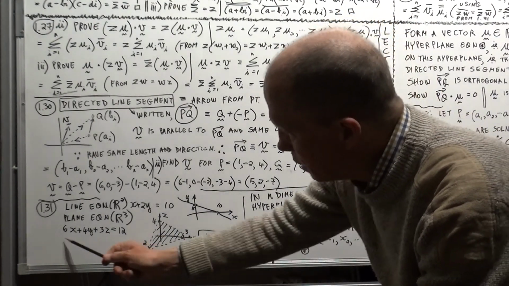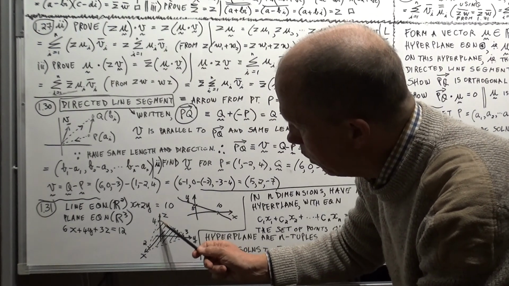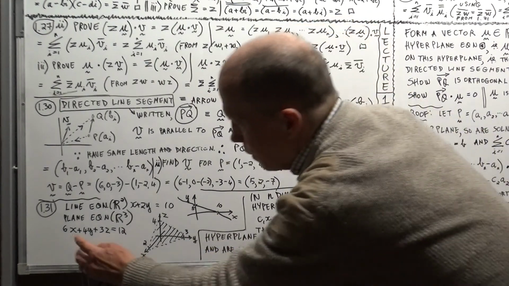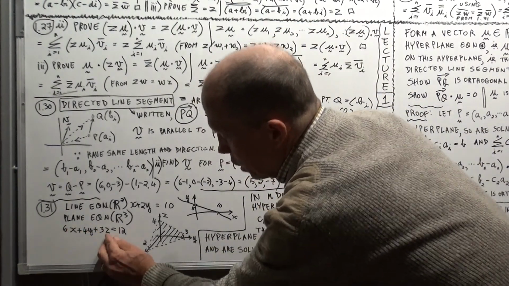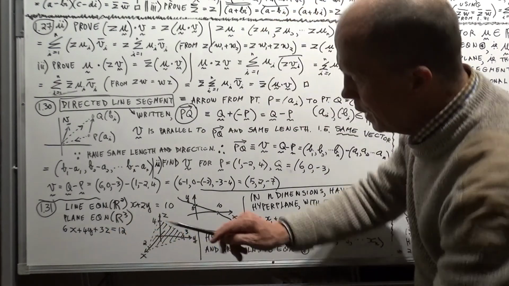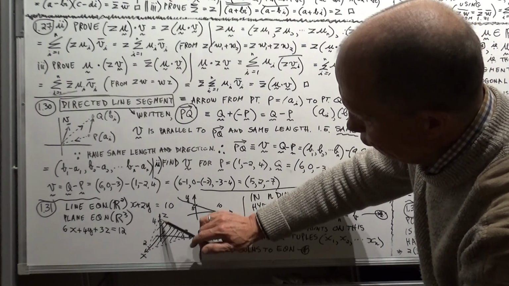Now, where will this plane cut the z-axis? Well, at this point, both x and y are 0, so the x and y drop out, and you're just left with 3z equals 12, so z must be 4. So it cuts at this point here, z coordinate 4.